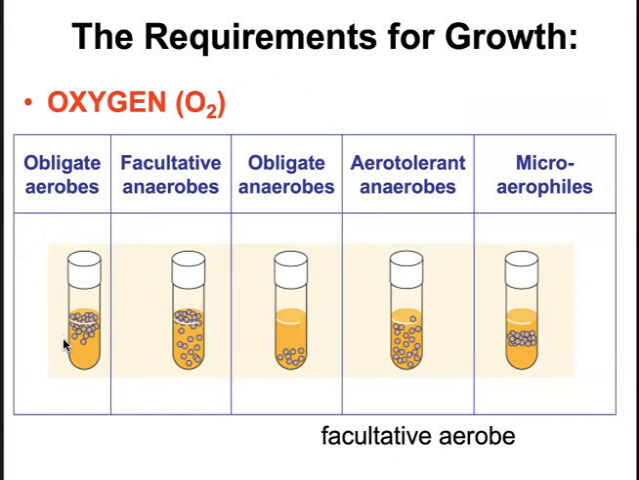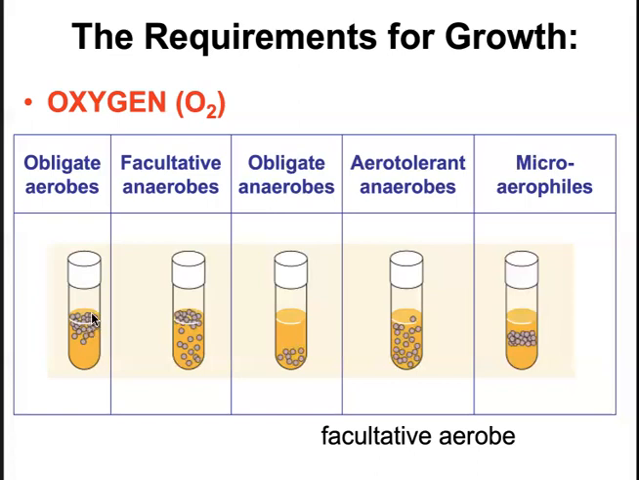Ayan, so these tubes would show you their growth. The small gray circles that you see inside those yellow colored broths are actually colonies or bacterial growth. So if an organism is an obligate aerobe, meaning they really need oxygen for growth, they would be seen somewhere near the surface where oxygen is easily available.